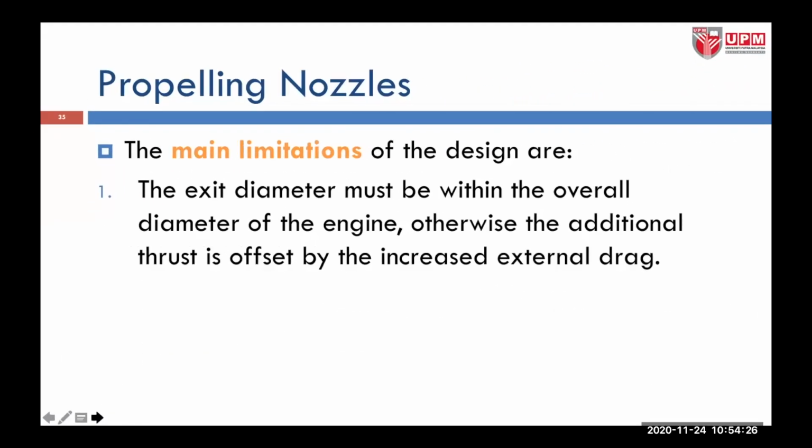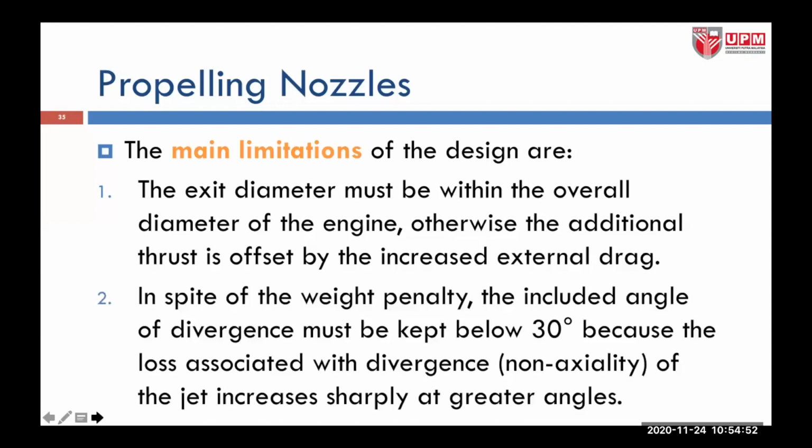So in terms of the limitation of the design, of course, the exit diameter must be within the overall diameter of the engine. You do not want the propelling nozzle to be bigger than the diameter of the engine itself. Otherwise, the additional thrust is offset by the increased external drag. It's quite weird. You want to increase something, but you're being penalized by having an extra external drag.